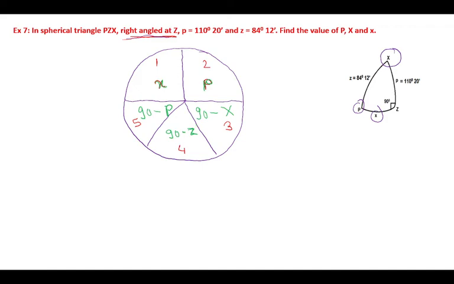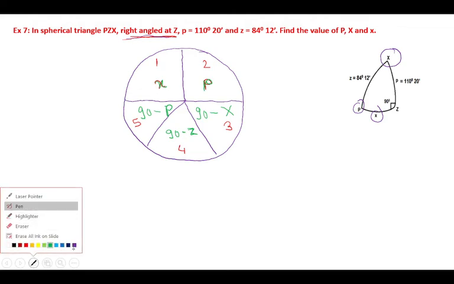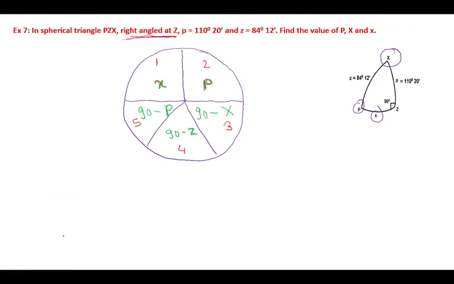Now, to get the missing components, we should first know which sector values are known to us. So let me tick mark these values. A few of the values we already know. We are given a small p. Small p is here, so this is known to us.